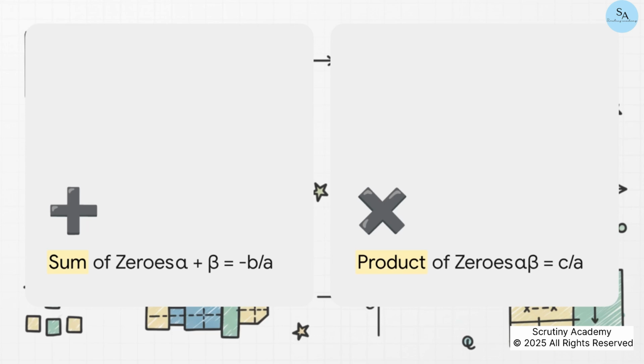And here they are, the 2 golden formulas you have to memorize. First, if you add the 2 zeros together, the sum will always be equal to negative b divided by a. Second, if you multiply the 2 zeros, the product will always be c divided by a. Seriously, write these down. They are your best friends in this chapter.